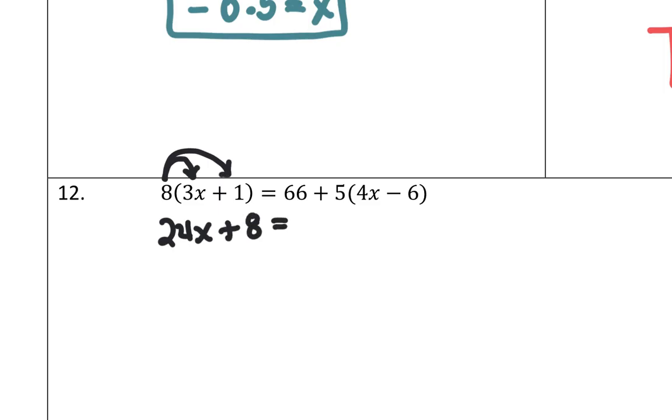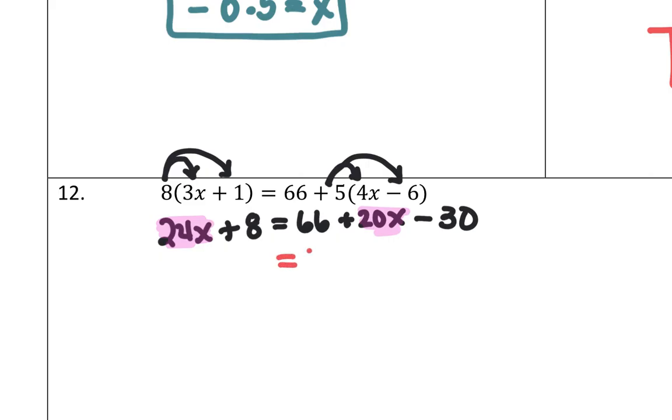8. I did nothing with 66. Positive 5 times 4 is positive 20x. Positive 5 times negative 6 is negative 30. All right, so I'm going to highlight the x's. If you notice, there's multiple numbers not highlighted here. These are like terms. So we're going to do 66 minus 30. 66 minus 30 is 36.